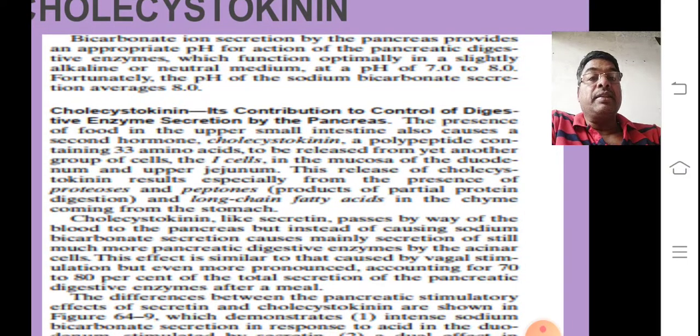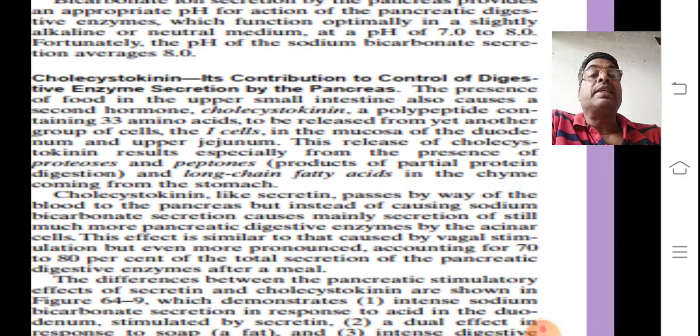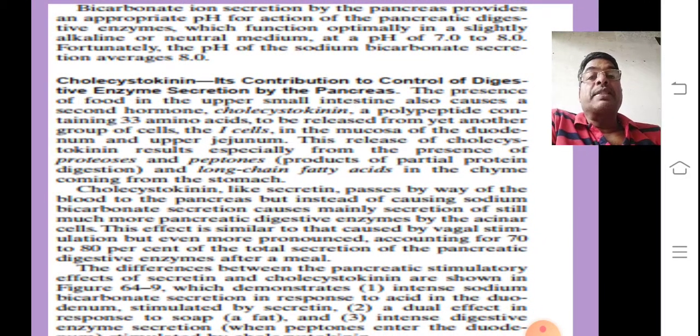Cholecystokinin controls digestive enzyme secretion by the pancreas. The presence of food in the upper small intestine also causes a second hormone, cholecystokinin, a polypeptide containing 33 amino acids, to be released from yet another group of cells, the I cells, in the mucosa of the duodenum and upper jejunum. This release of cholecystokinin results especially from the presence of proteoses and peptones, products of partial digestion of protein, and long chain fatty acids in the chyme coming from the stomach.